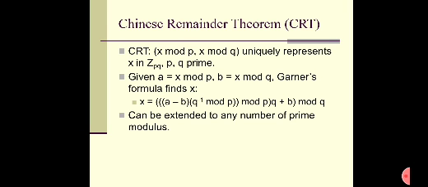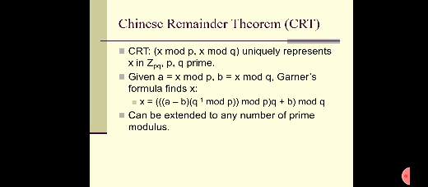Next is the Chinese remainder theorem, CRT, of X mod P and X mod Q. It uniquely represents X in Zpq, where P and Q are prime. Given A equals X mod P, B equals X mod Q.